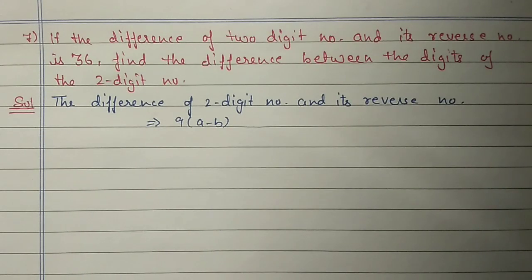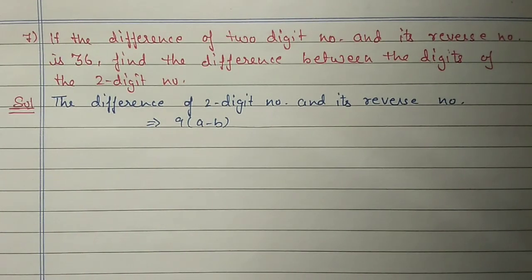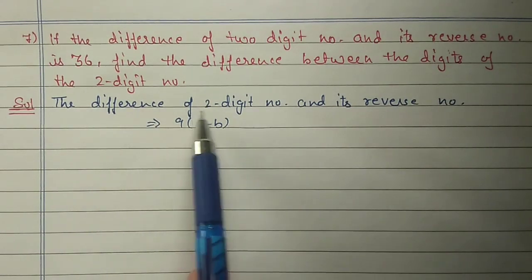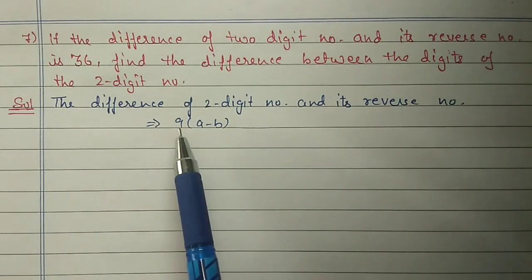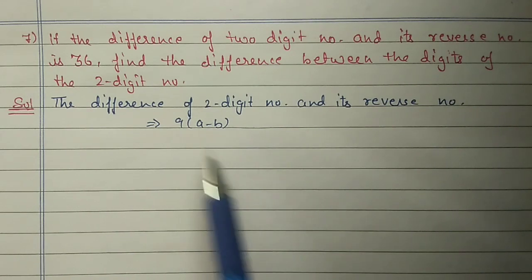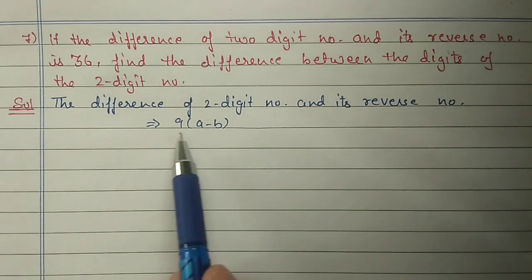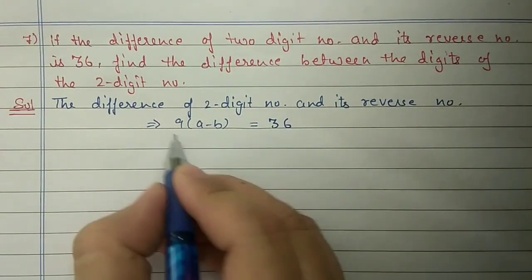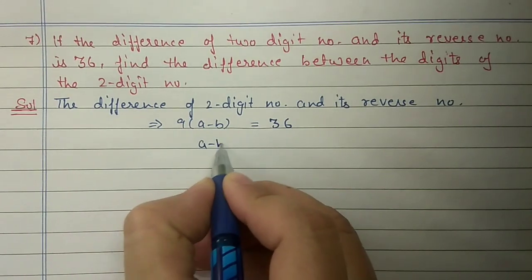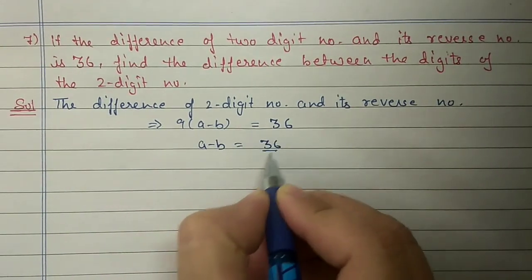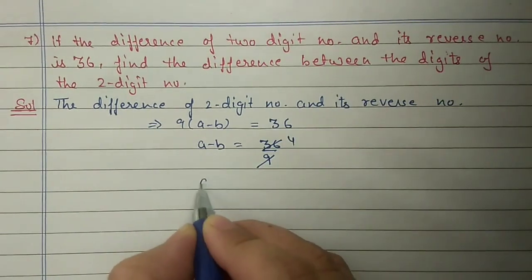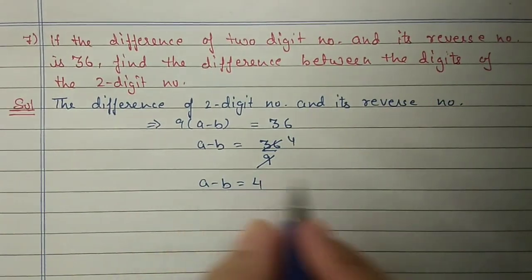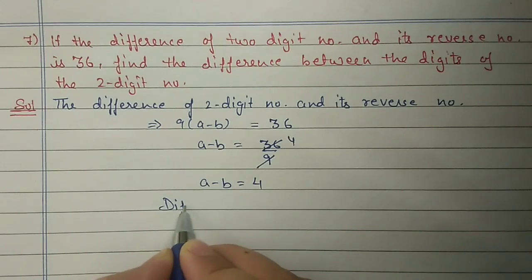Next, question number 7. If the difference of a 2-digit number and its reverse number is 36, find the difference between the digits of the two-digit number. As we know from the property, difference of a two-digit number and its reverse number is equal to 9 times the difference of digits, and this is given 36 in the question. So we can equate both. 9 times (a minus b) we can write equal to 36. So 9, if we shift to the other side, then we will get a minus b is 36 by 9, which is equal to 4. It means the difference of digits is equal to 4.